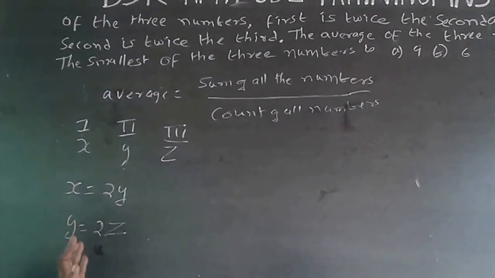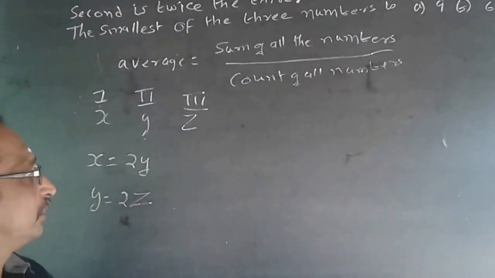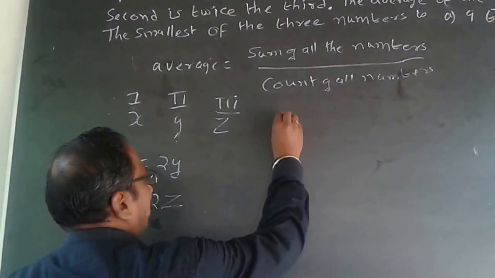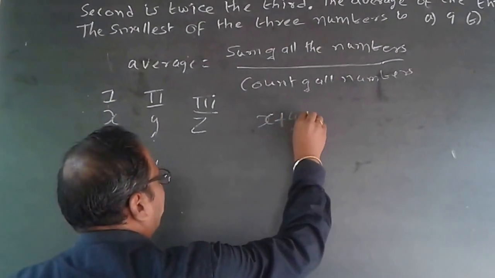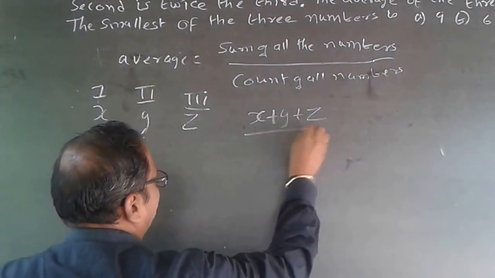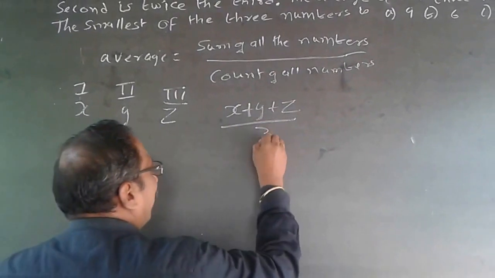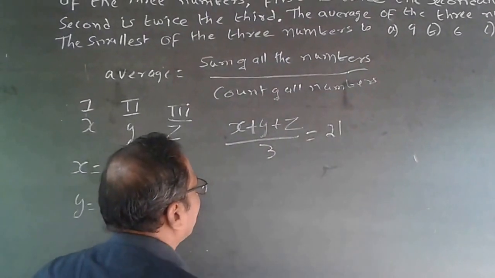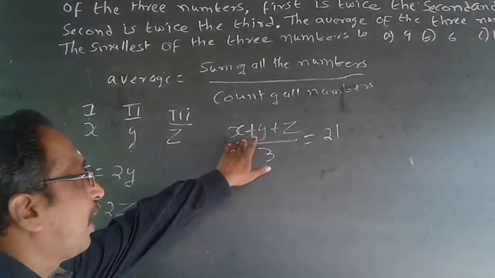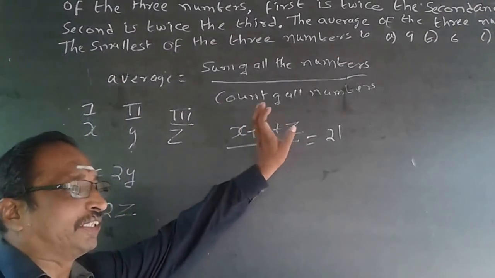Now, you have to convert everything into a single variable. The way of doing this is x plus y plus z, which is the sum of all these three numbers, divided by the count of numbers, 3, will be equal to 21, as given. Now there are three variables here. I have to convert all these three variables to a single variable.